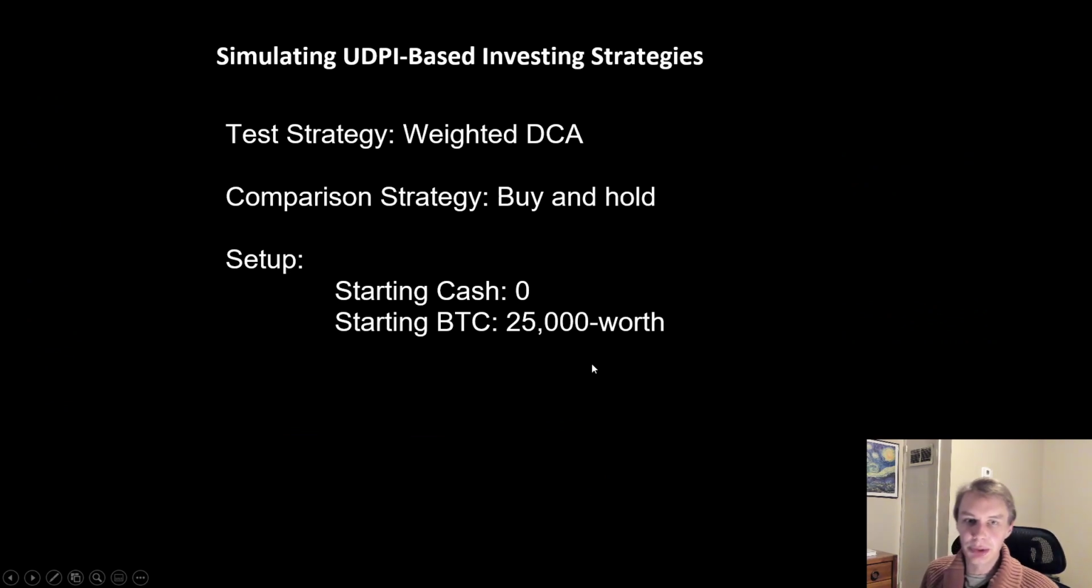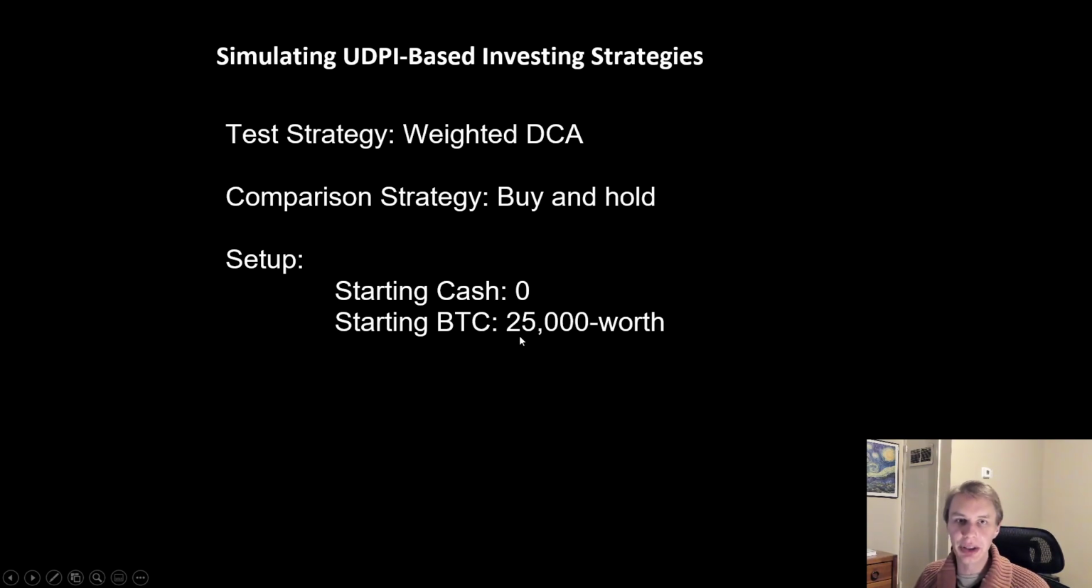So I do also just want to show though, let's say we give the benefit of the doubt to this buy and hold person. Let's say that instead of having to do any DCA at all, they just buy in at the best possible cost basis they could have gotten. So at the very beginning, at the lowest price Bitcoin is going to be at in the simulation, let's just say they dumped in all $25,000, and we'll also say that the weighted DCA person had done the same thing.